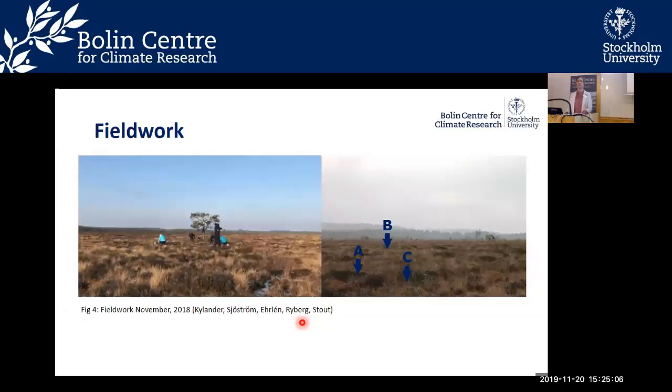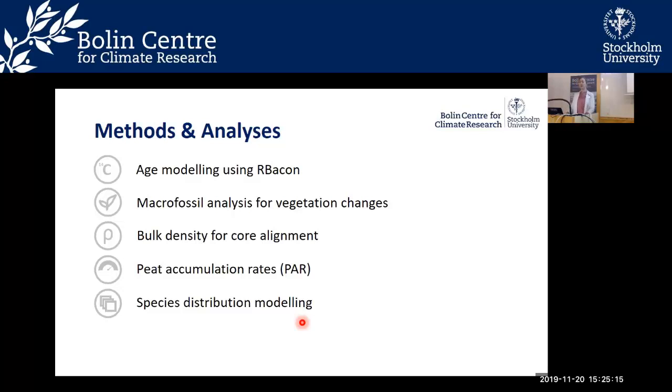All the material is subsampled before analysis at 1 centimeter resolution in preparation for a range of methods, including AMS radiocarbon dating for our age model using the software R and the Bacon package. Then a macrofossil analysis for species identification and identification of vegetation transitions. Bulk density analysis for core alignment, and this is within each sequence but also within each site. Then we use the age model and bulk density to calculate the peat accumulation rates throughout the sequence. I will also, at a later stage, look at the species distribution modeling in my sites.